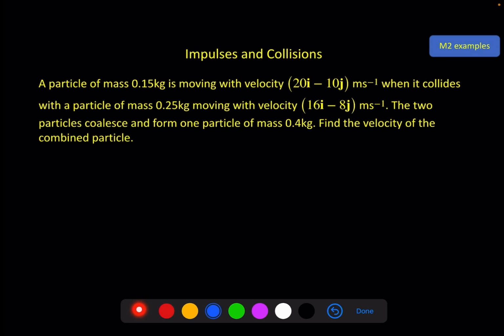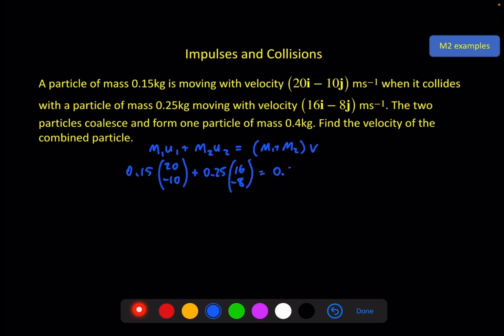Here we're using the other equation, m u for particle 1 plus m u for particle 2, and usually on the right hand side we would have something similar, m v for particle 1 and m v for particle 2, but in this case we've got one particle of a combined mass, 0.4. So this is m1 plus m2 times the velocity of that single particle. Applying this, we get 0.15 times (20, -10), plus 0.25 times (16, -8), is equal to 0.4 times v.